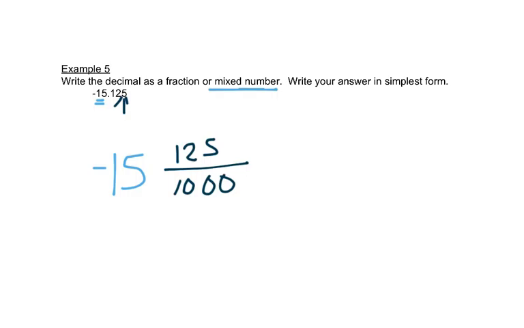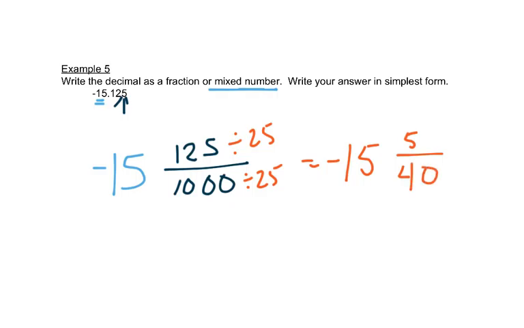And then we need to reduce it. So I would start by dividing by 25, and that would give me negative 15. And 125 divided by 25 is 5, just like money. Think $1.25, how many quarters in $1.25? And the bottom would be like how many quarters in $10? And that would be 40.